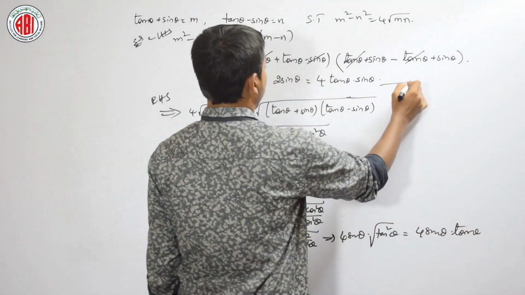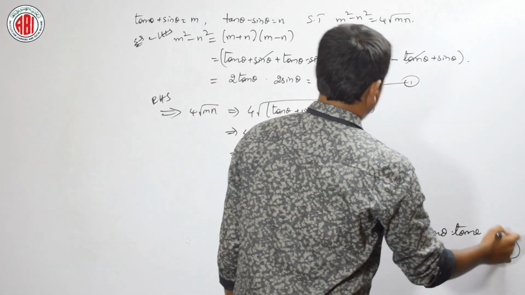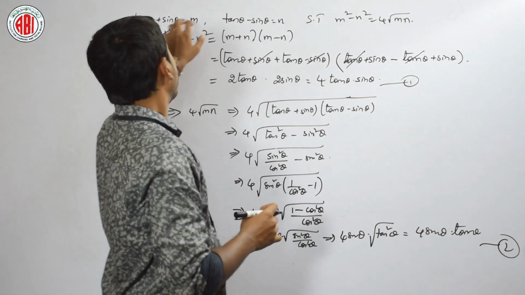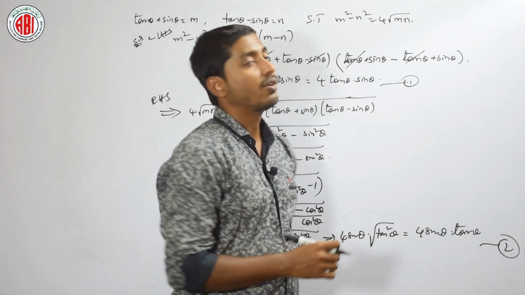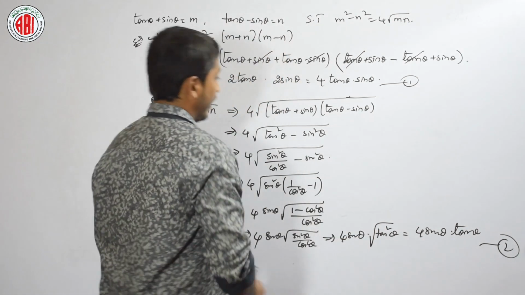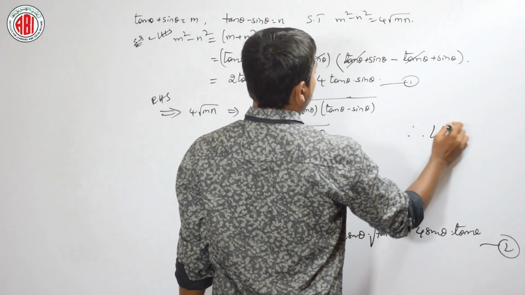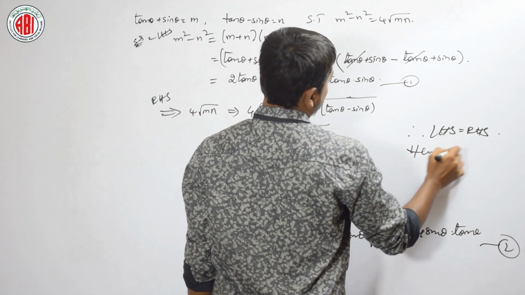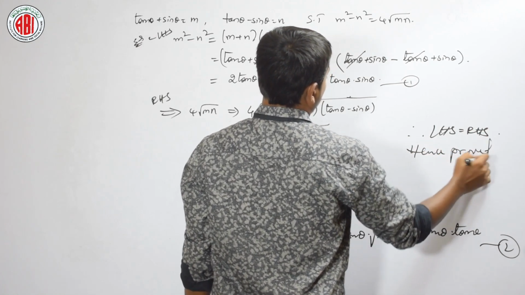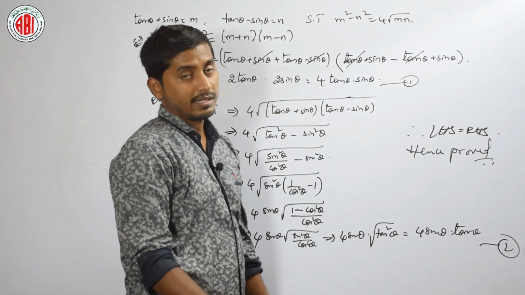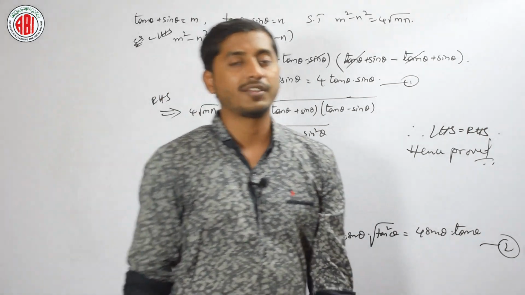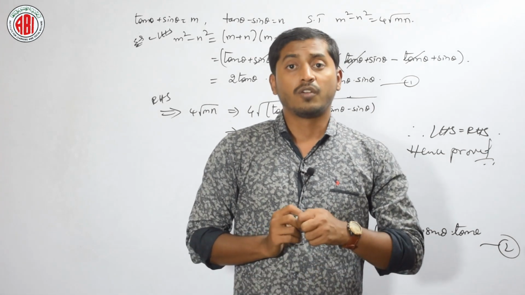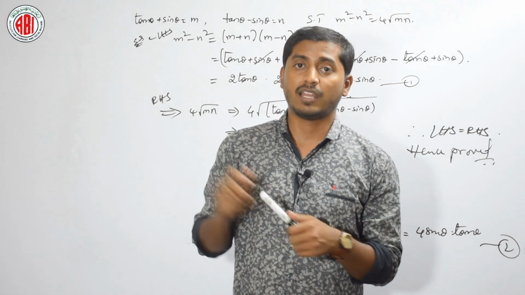This is the first and this is secant. From 1 and 2 we can prove that m square minus n square is equal to 4 root mn. Therefore, LHS is equal to RHS, hence proved. Is it clear? This is how we will solve different kinds of problems and proofs. Let us solve a few more proving problems in our trigonometry.